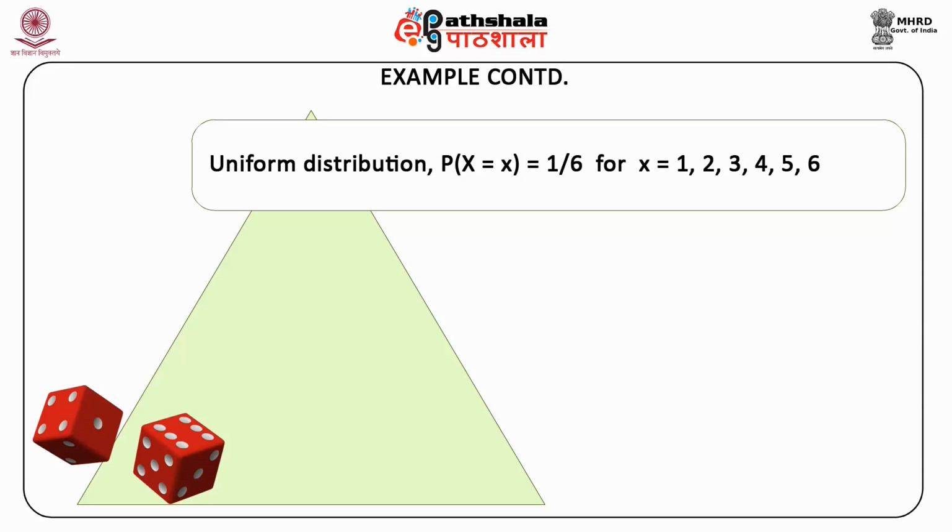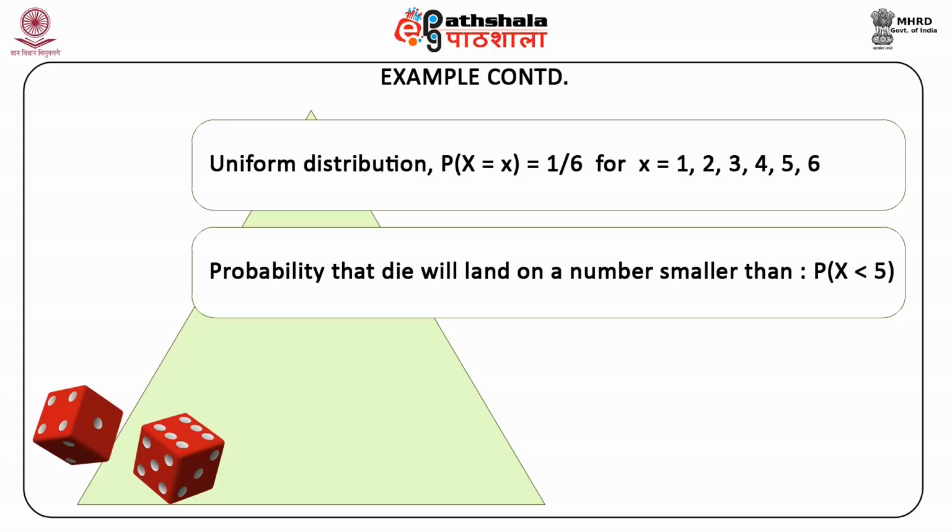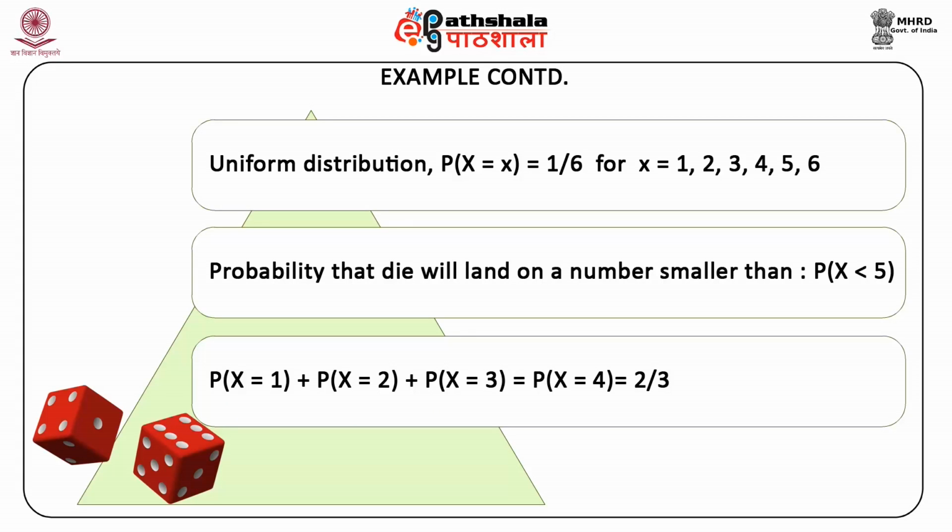This problem involves a cumulative probability. The probability that the die will land on a number smaller than 5 is equal to the probability of x less than 5, which is equal to p of x equal to 1 plus p of x equal to 2 plus p of x equal to 3 plus p of x equal to 4, which is equal to 1 by 6 plus 1 by 6 plus 1 by 6 plus 1 by 6, which is equal to 2 by 3.